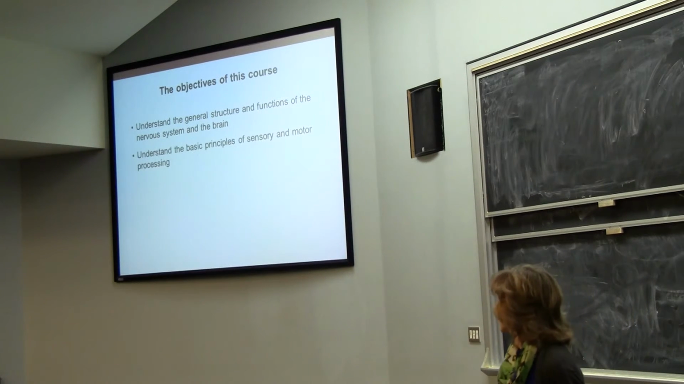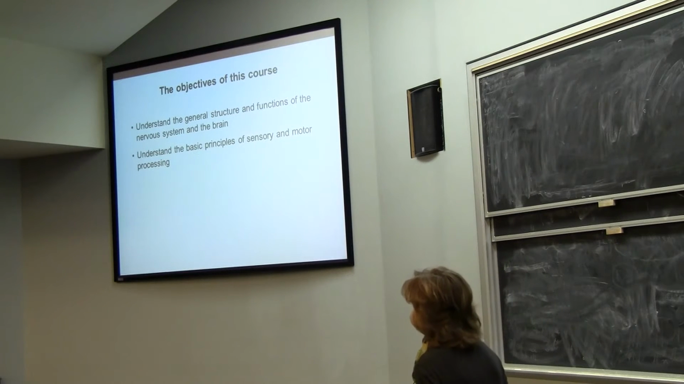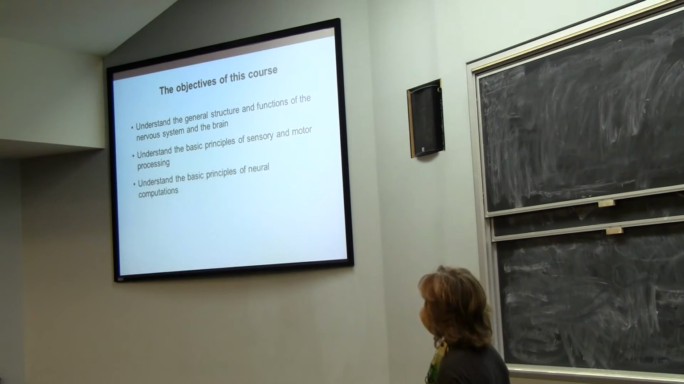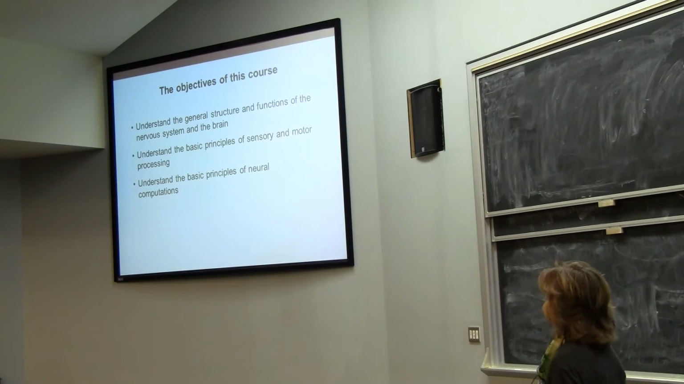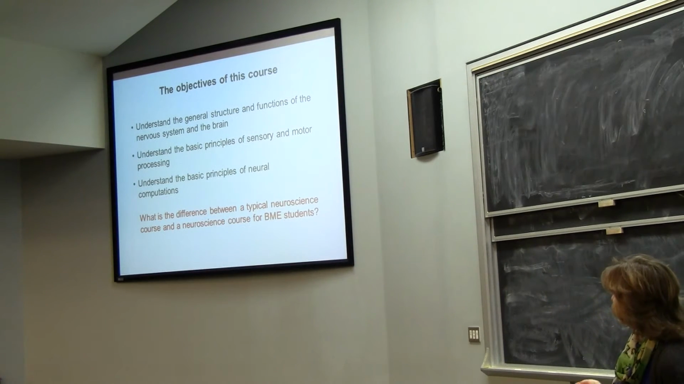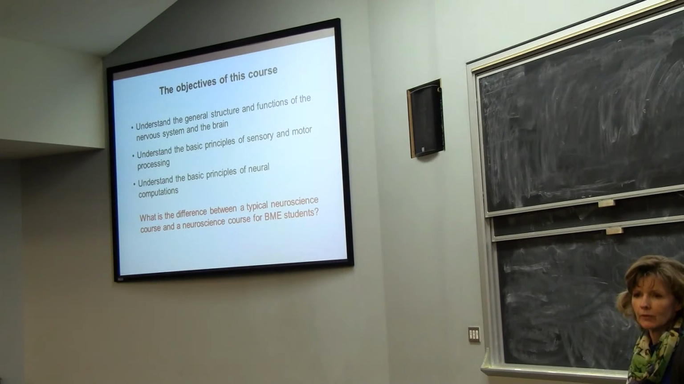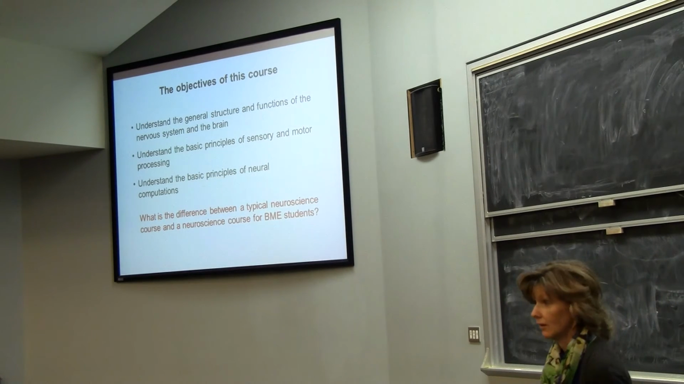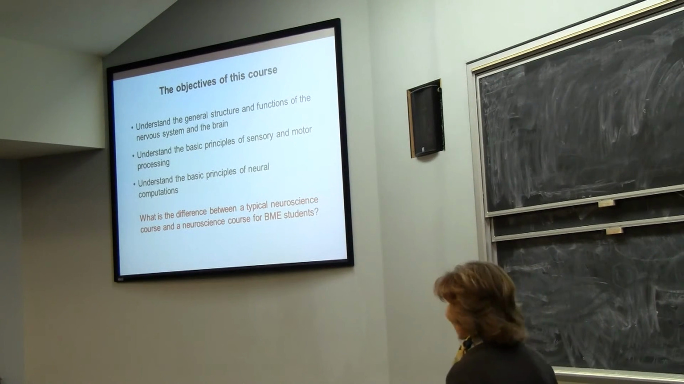Okay? So the objectives of this course: understand the general structure and functions of the nervous system and the brain. Understand the basic principles of the sensory systems, which includes auditory and visual and motor processing. And understand the basic principles of neural computations. And when you ask the difference between a typical neuroscience course and a neuroscience course for BME students, this is where this really comes into play. Okay, you guys are going to be able to apply math and programming skills to understanding how this works.